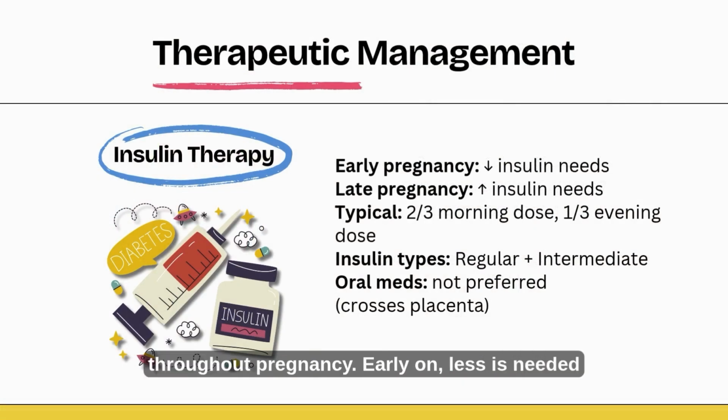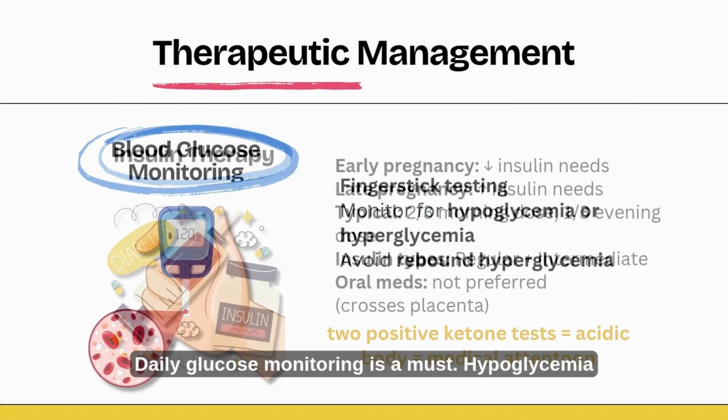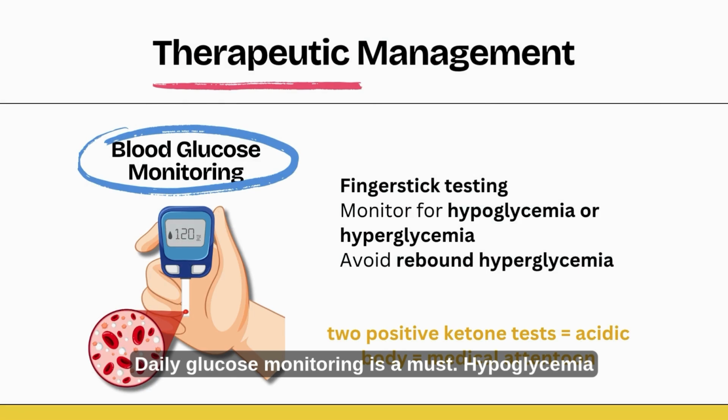Insulin needs vary throughout pregnancy. Early on, less is needed due to fetal glucose uptake, but as insulin resistance peaks around 24 to 28 weeks, insulin needs increase. A 2:1 mix of intermediate to regular insulin is common in the morning, and 1:1 before dinner. Oral hypoglycemics aren't used as they cross the placenta and may harm the fetus. Daily glucose monitoring is a must.